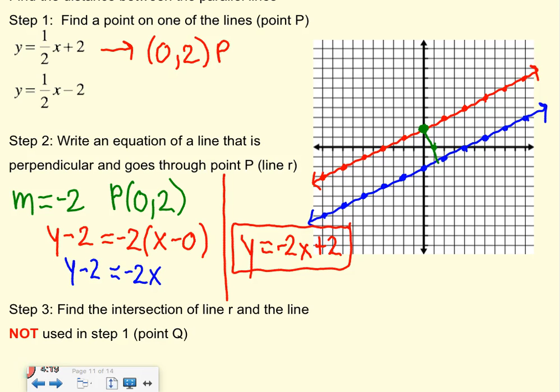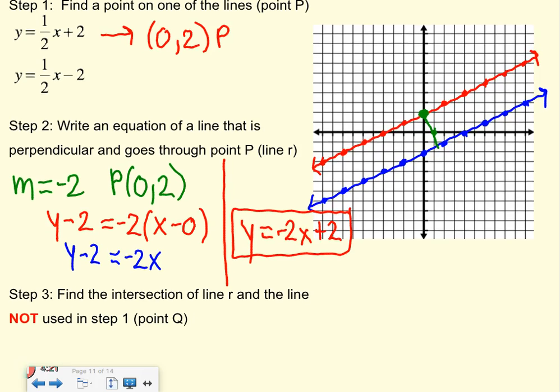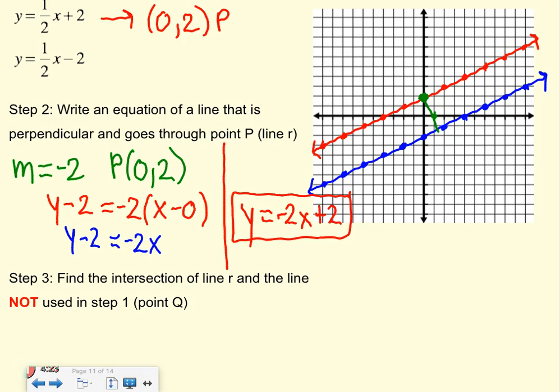Is everyone with me? Do y'all know what's going on with me? Not really. Okay. Just keep following along. Step three, it says find the intersection of this new line that we found and the blue one. So I need to find out where they touch right there. So if I look, that green line's this guy, and that blue one's this one, and it's y equals and y equals. So what can I set equal to each other?